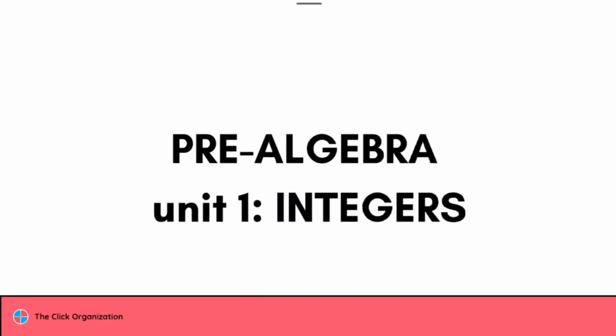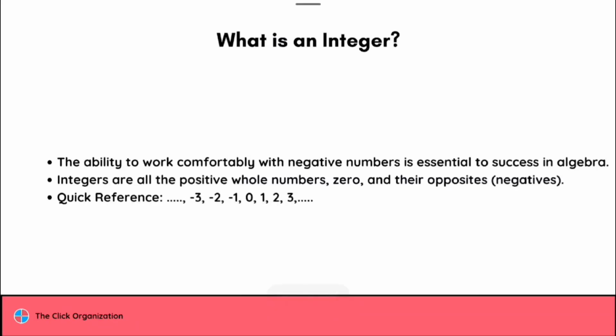Welcome to this lesson, and today we will be starting pre-algebra unit 1: integers. The first thing that would come to anyone's mind would be, what exactly is an integer? The ability to work comfortably with negative numbers is essential to success in algebra. Integers are all the positive whole numbers, 0, and their opposites, which are the negatives. A few examples of integers could be 2, 3, -2, -3, etc.